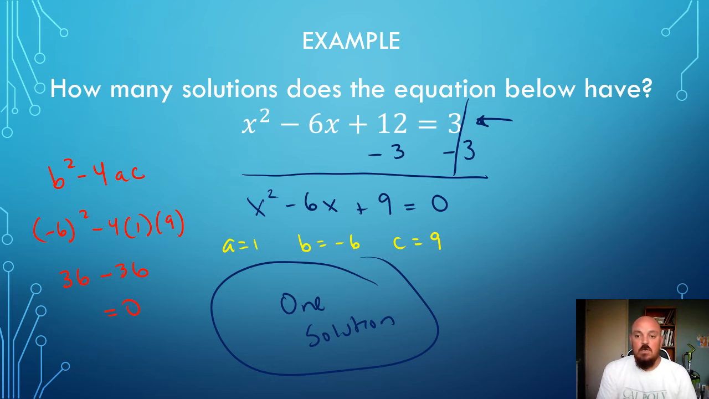Every time you get 0, it's one solution. Every time you get a negative, it's no solutions. And anytime you get a positive number, there's two solutions, and it kind of depends on whether it's a perfect square or not to decide which type of solution it is. So basically, that's what the discriminant does. It helps you know what kind of answers you're going to get before you actually do the work to find them.